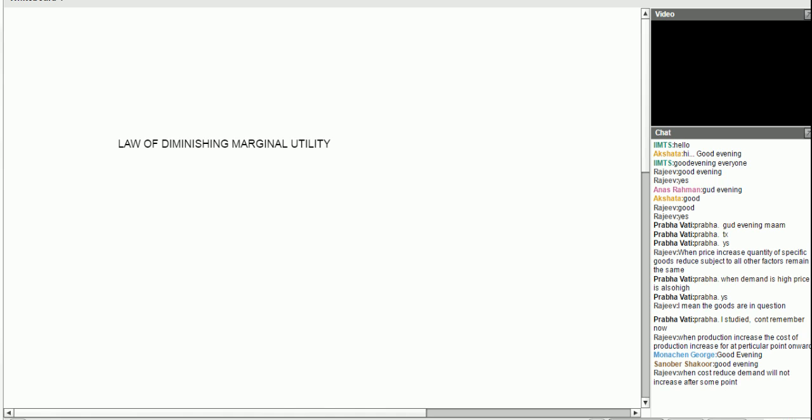When cost reduces, demand will not increase after some point. No, Rajiv, no. This is not what this theory says. This is a law which tells us about consumer behavior, and this is a normal human tendency that once we consume something, we get a lot of satisfaction by consuming it.